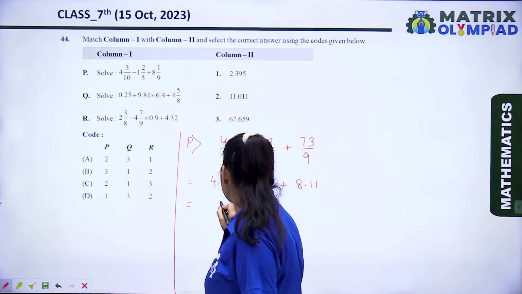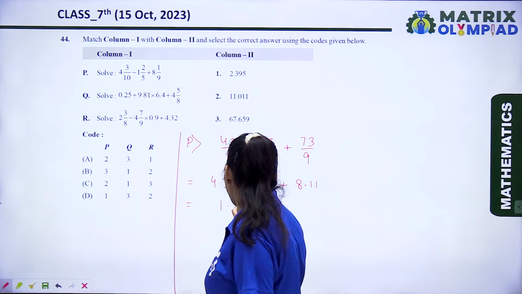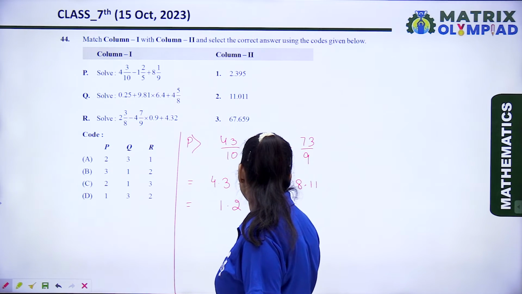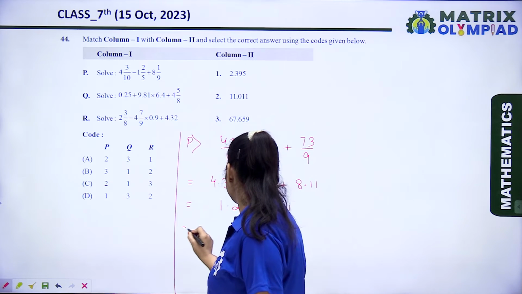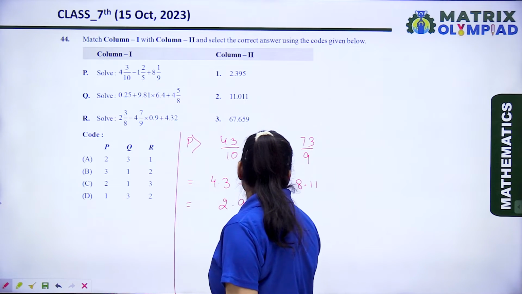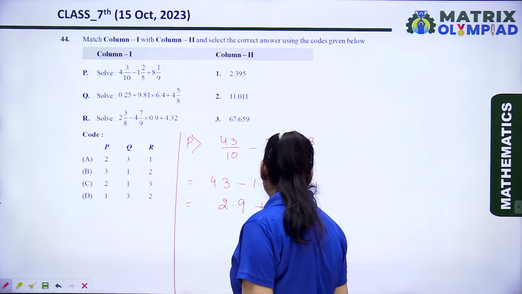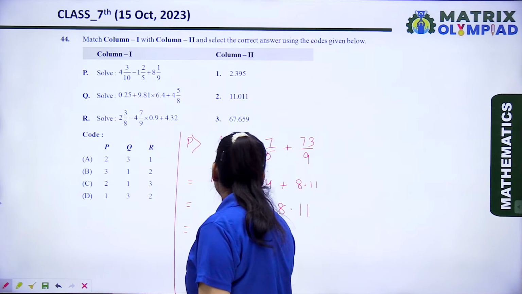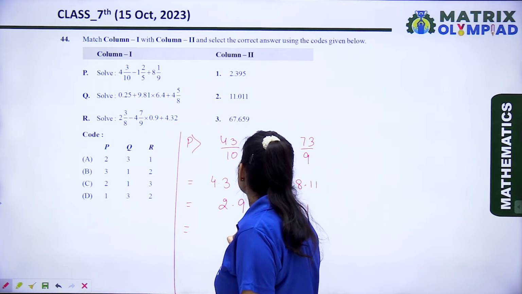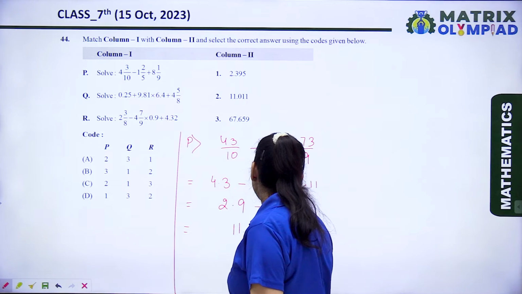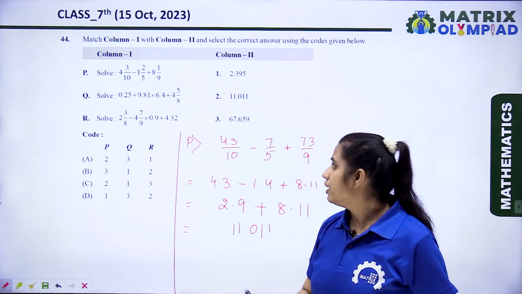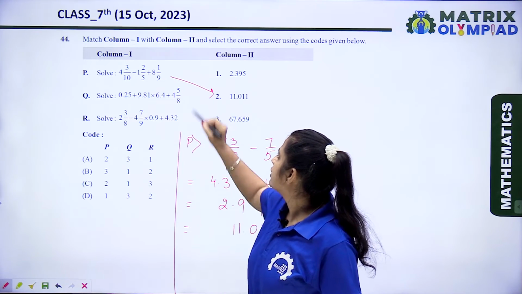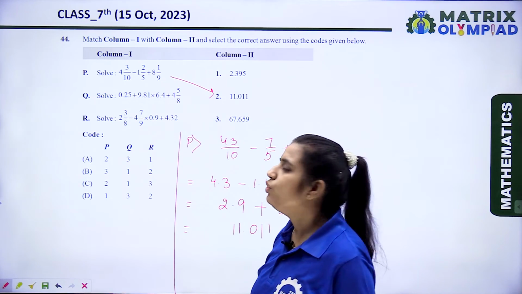So here let's subtract 4.3 minus 1.4, which is 2.9, plus 8.11. So 2.9 plus 8.11 will give us 11.01. So here the answer is the second one, that is 11.011.